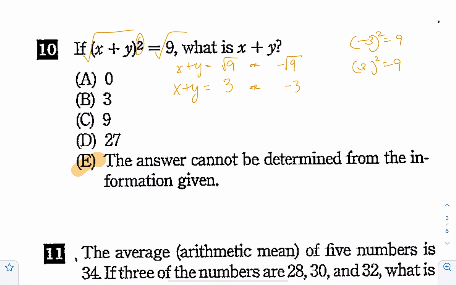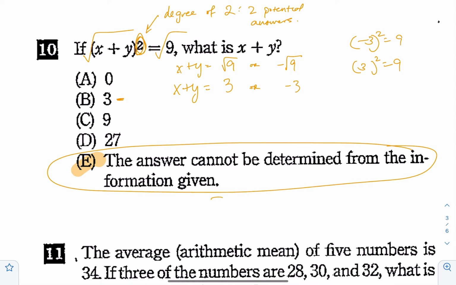So in this case, this exponent of 2, which is called a degree, means this equation has a degree of 2, which means there are 2 potential answers. So the answer could be 3, but it could also be negative 3, and we can't tell. So that's why the answer is E. Be careful with this one. You also have the negative answer here. Again, that's because of this degree of 2. Once you have an exponent of 2, you can potentially have 2 answers at most.